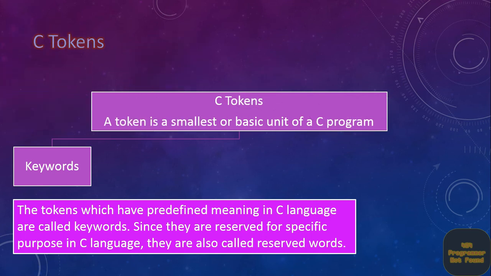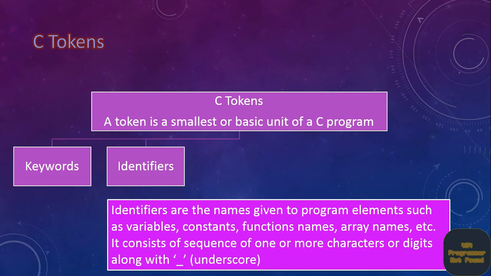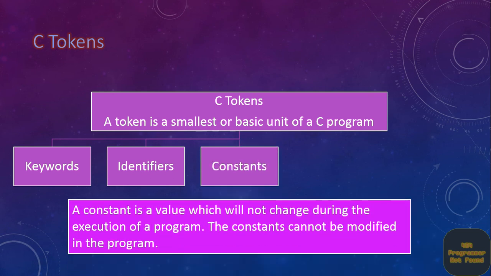Moving on, we have the next part, that is the identifiers. Identifiers are the names given to the program elements such as variables, constants, function names, array names, etc. It consists of sequence of one or more characters or digits along with an underscore. So let me also inform you about some of the differences between the keywords and the identifiers. Keywords have the predefined meaning in a language, whereas identifiers do not have any predefined meaning. And keywords are also instructions given to the compiler. Identifiers do not pertain to any instructions, they are the names given to the program elements such as the variables and the function names.